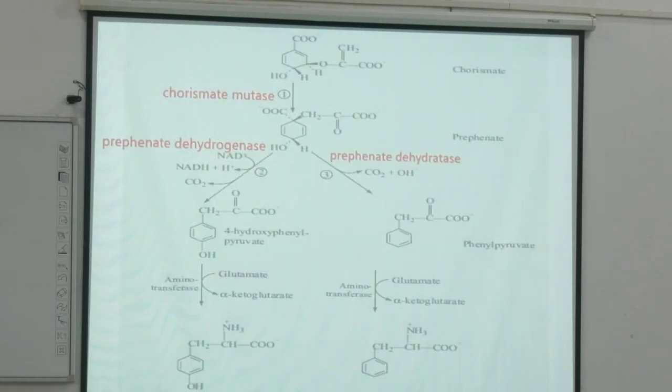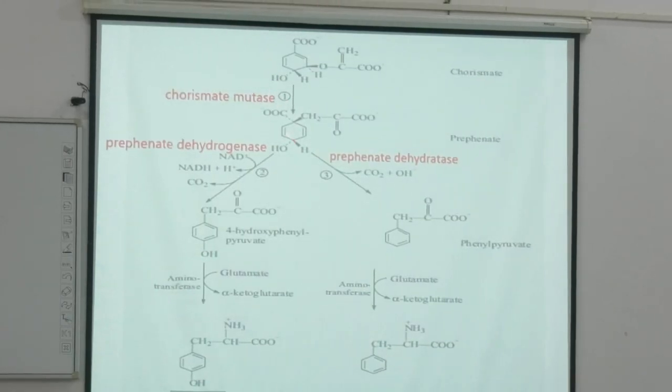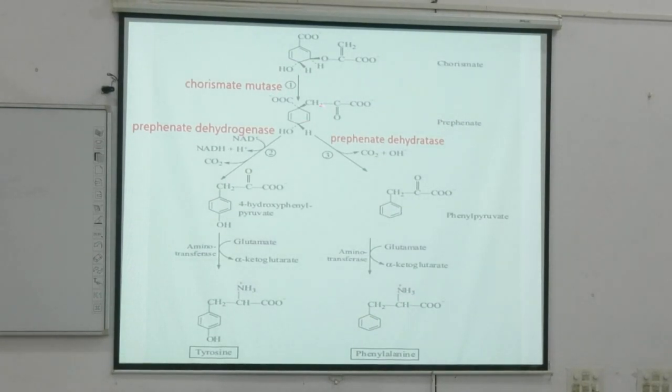Now, let us have a look how that occurs. See, here is the chorismate mutase. This is your prephenate. This prephenate will undergo dehydrogenation with the help of prephenate dehydrogenase to form hydroxyphenyl pyruvate. And this hydroxyphenyl pyruvate will undergo transamination with glutamate to alpha ketoglutarate to give you tyrosine.